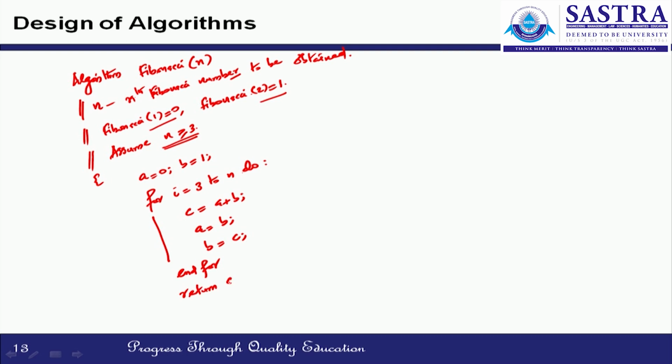Then after for, return a value of c, return c, opening curly brace, ends here, closing curly brace. This signifies the end of Fibonacci.